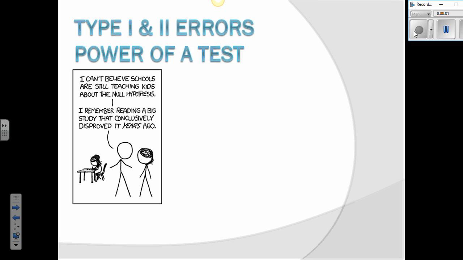Today, what we're going to talk about is the types of errors that you can make when conducting a hypothesis test. And we're going to talk about what an error is and talk about it in context and when can you possibly make this error, right?